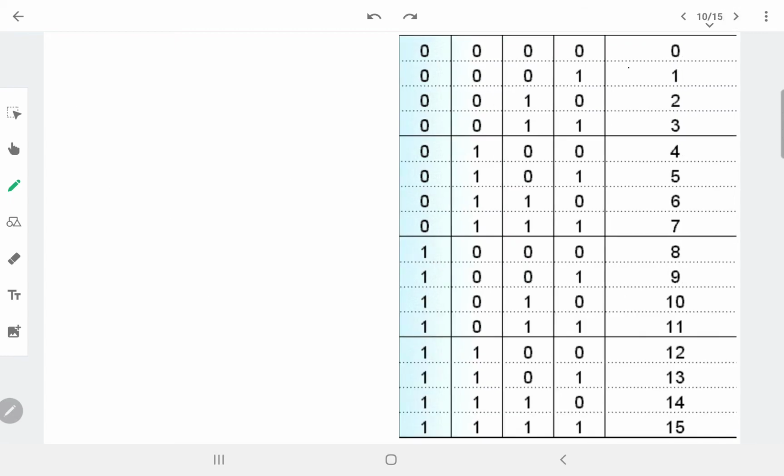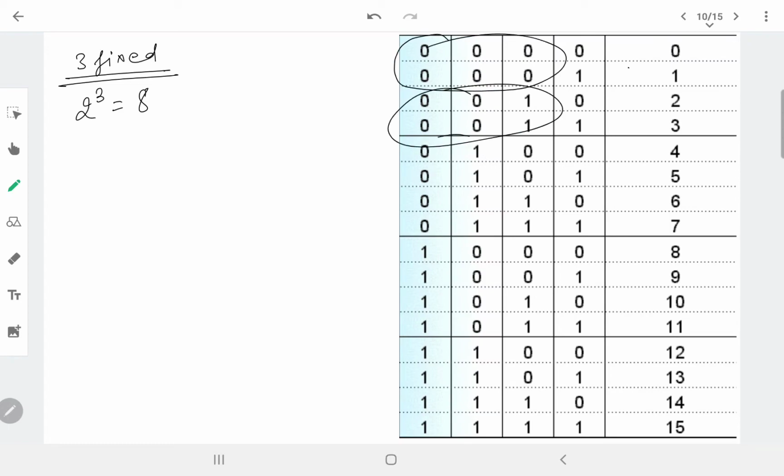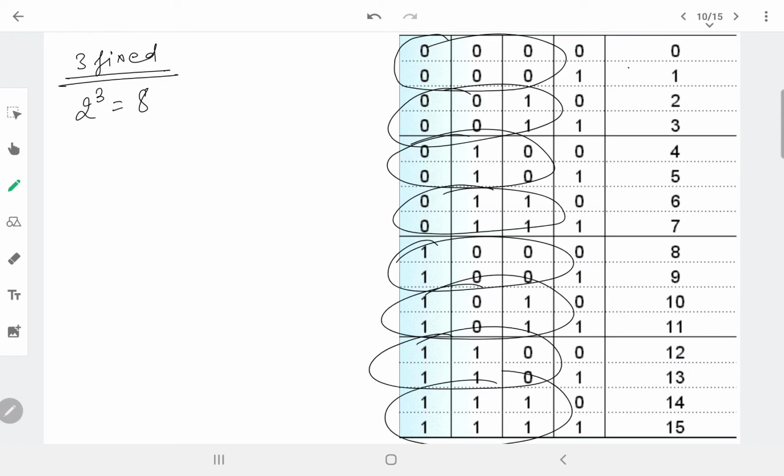So let's see what happens if we take 3 bits as fixed. If we fix the first 3 bits, the total number of partitions should be 2 to the power 3, that's 8. So this is the first part, this is the second, third, fourth, fifth, sixth, seventh, eighth. And for every part we have two numbers associated with it. Why? Because total bits was 4 minus 3, that's 2 to the power 1, that's 2.